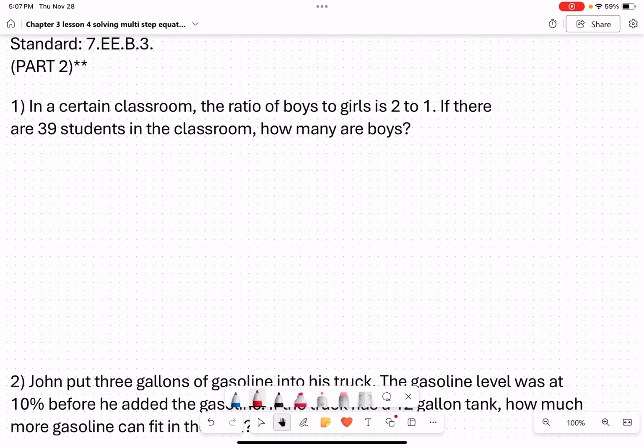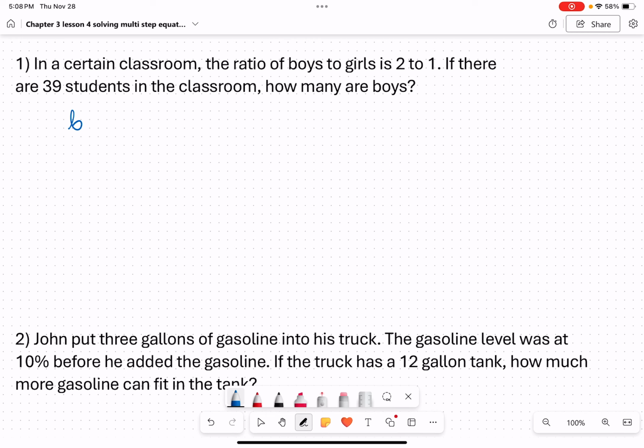So the first piece of information that we're given is that there's a ratio from boys to girls. That is 2 to 1. What that means is that there are 2 times more boys than there are girls. So, let's write it in blue. If there are 2 times more boys than girls, the equation is B is equal to 2 times G. And that's what the ratio states, 2 times more boys than girls.